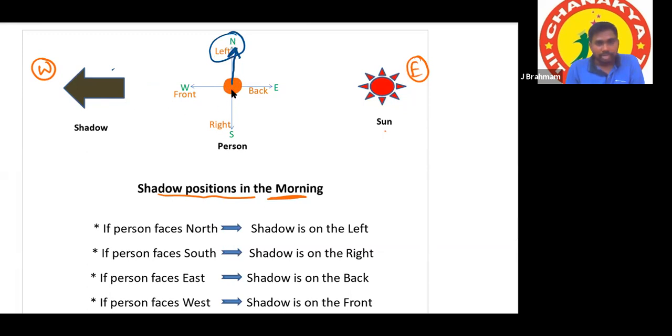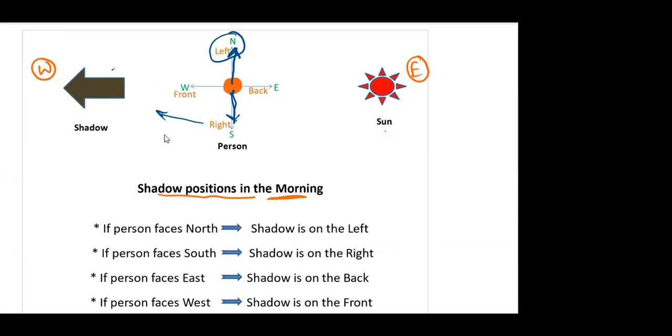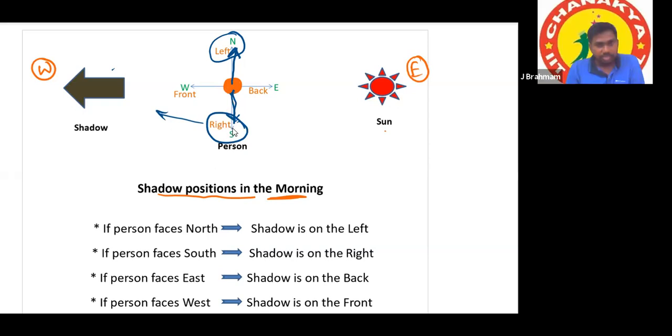And suppose the person is facing south, is the shadow on the left or right of him? Right. That's why south means right. So if the person is facing south, his shadow will be on the right side. Or if I say the shadow is on the right side, you have to say the person is facing south.